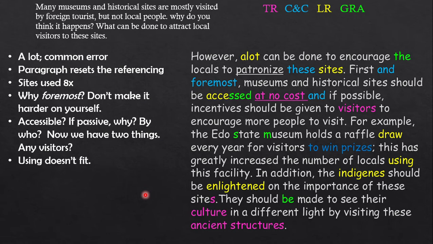Okay, and State Museum should be capitalized. A raffle draw. How about just holds a raffle? Draw is what they do at a raffle, so you don't need to say it, to win prizes. Such as what? Okay, and used, locals use the facility, use the museum for what? Indigenes. Once again, an anachronistic word.